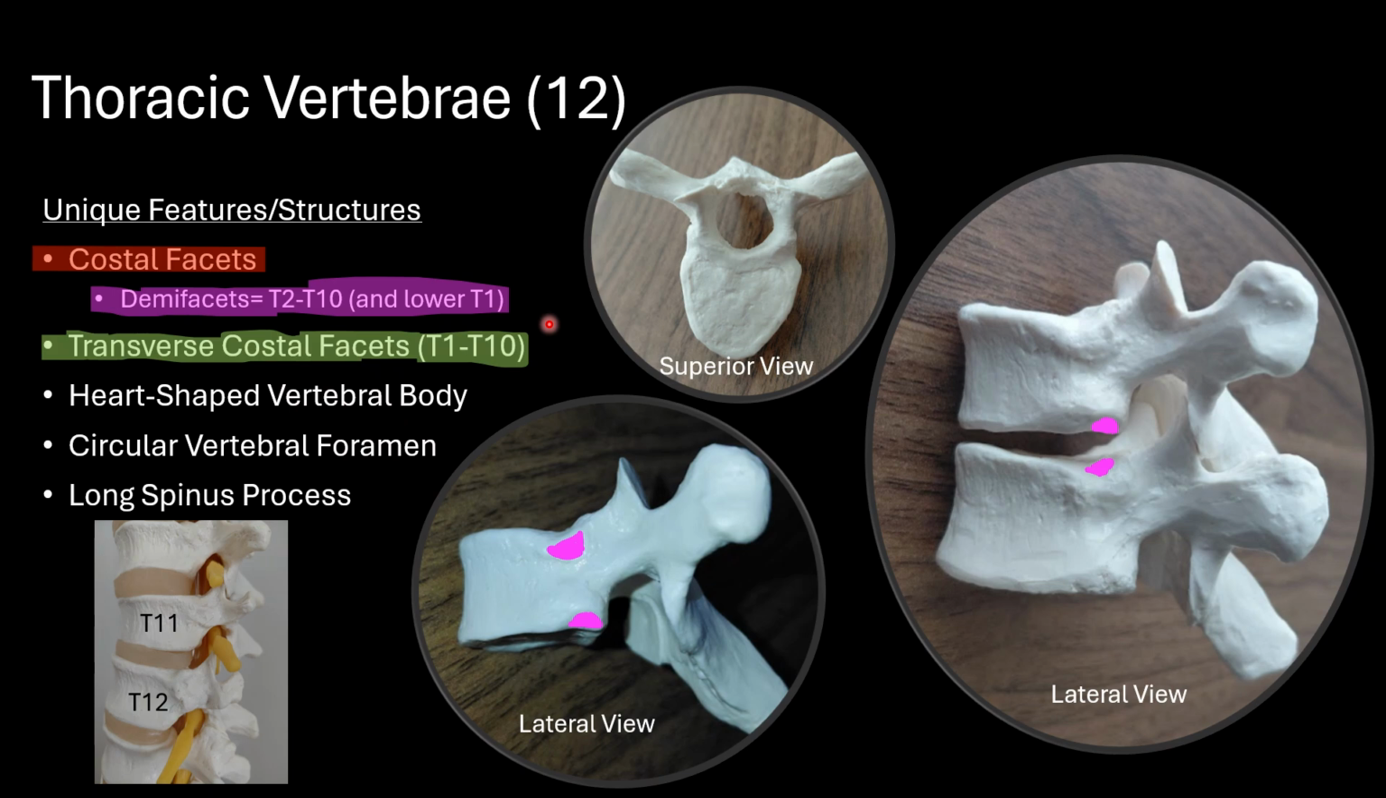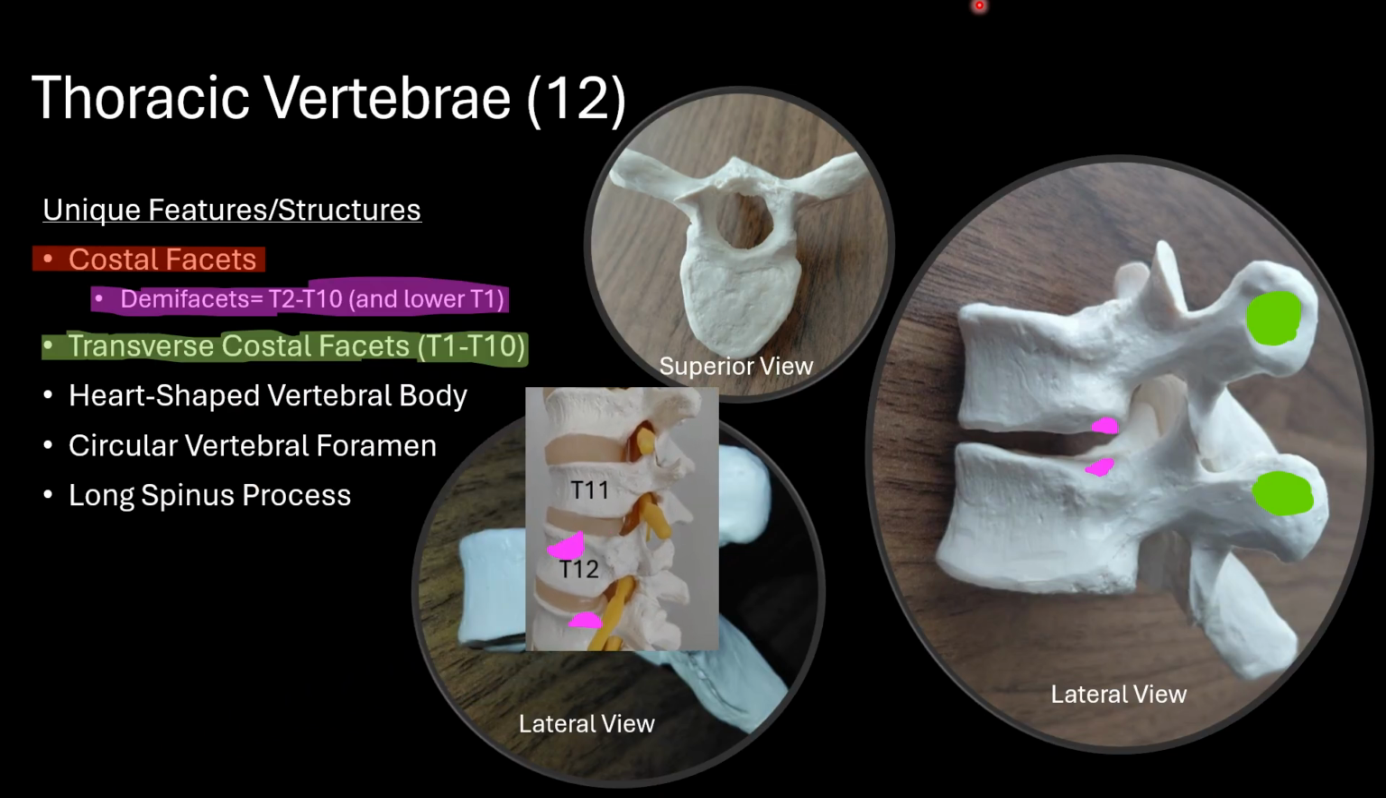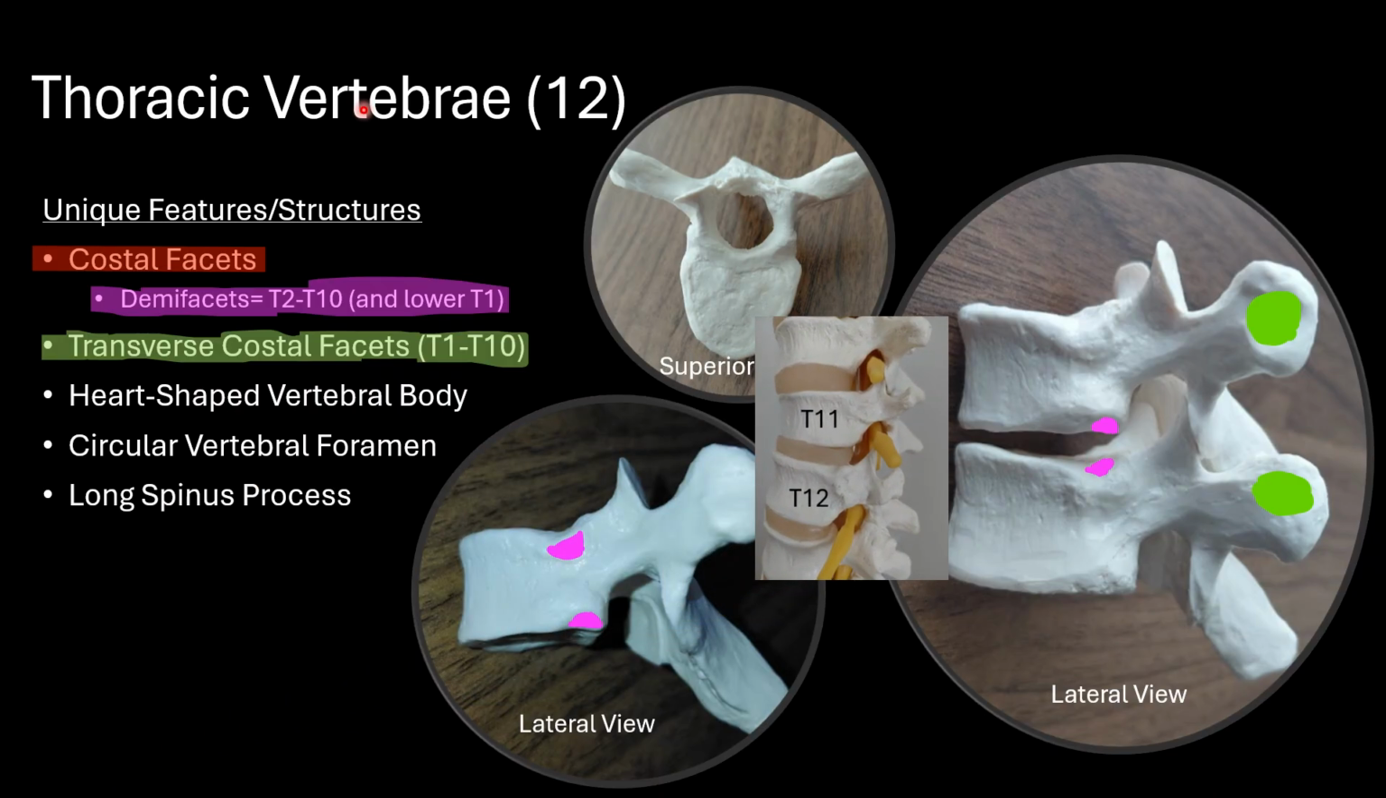Now, the thoracic vertebrae do also have articulations with the transverse costal facets laterally on none other than transverse processes, and these are a little bit easier to see on the plastic models. But do notice how there's only one facet per transverse process, unlike cases of the demifacets.